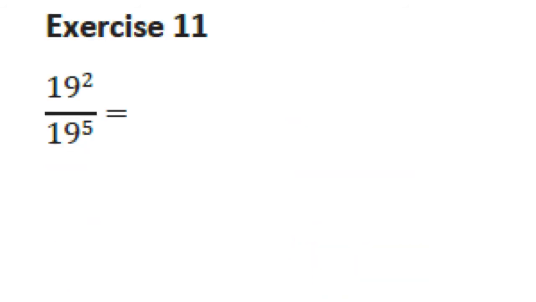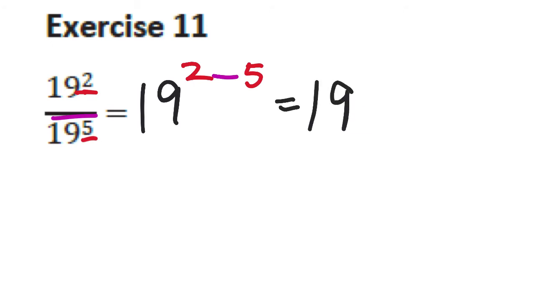All right, exercise 11, we see base 19 is being divided, so I'm going to keep my base 19. But since they're being divided here, it means I'm going to take my exponents and subtract them. So I got a 2 in the numerator, a 5 in the denominator. When I subtract those, I get 19, but now to the power of 2 minus 5, which is negative 3.